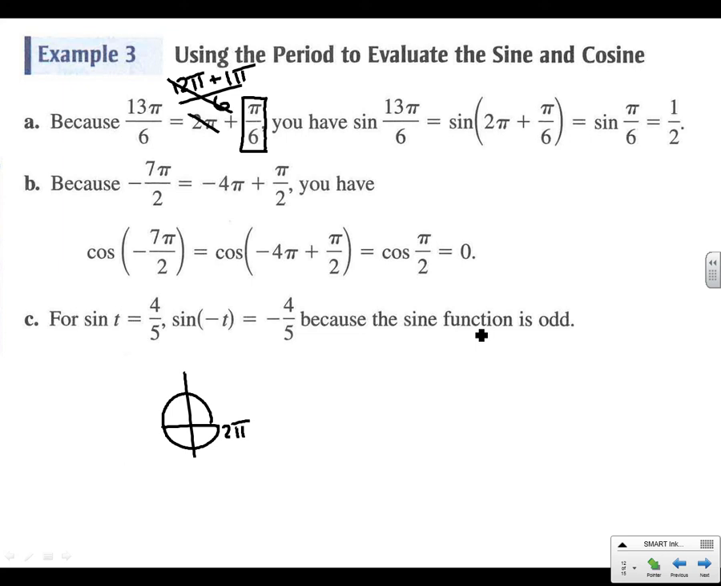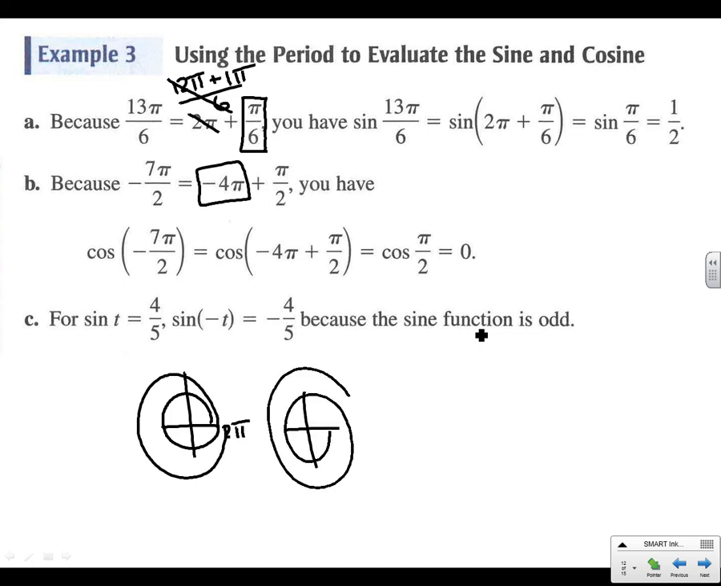Same thing for B. Going around negative 4 pi is the same as going around twice, but actually, sorry, it would be negative twice, back where we started, and then it's a pi over 2 that's left over. So really, we're just doing the cosine of pi over 2, which is 0.